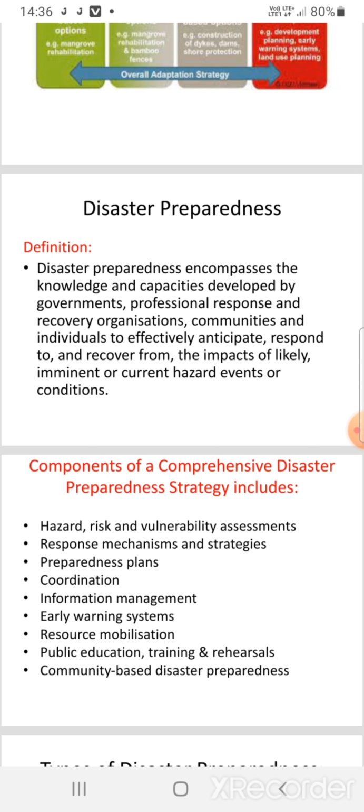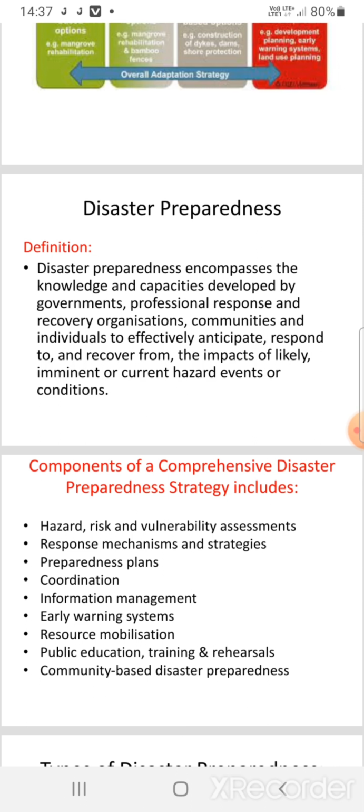Towards the understanding, I would like to say that disaster preparedness is some kind of preparedness that you make against a disaster beforehand through some kind of knowledge, through some kind of capacities which are developed by governments, through some kind of resources, strategies, and systems that are developed beforehand by professional people, including professional response and recovery organizations, communities, and individuals who effectively anticipate, wait for the hazard or event, then they respond, then they recover from the impacts or the current hazard events or conditions.